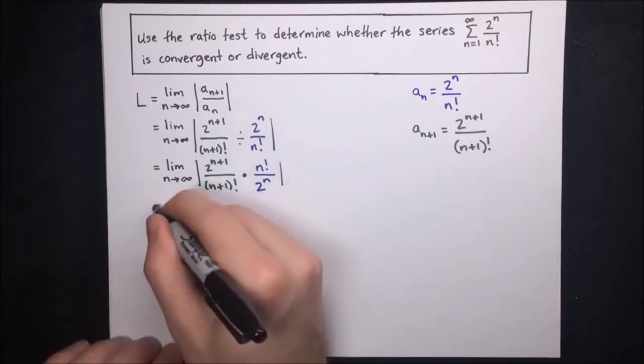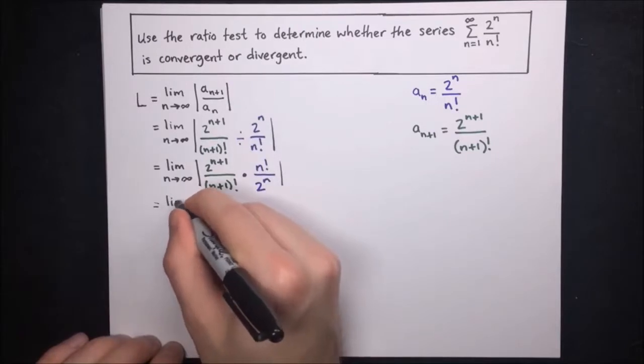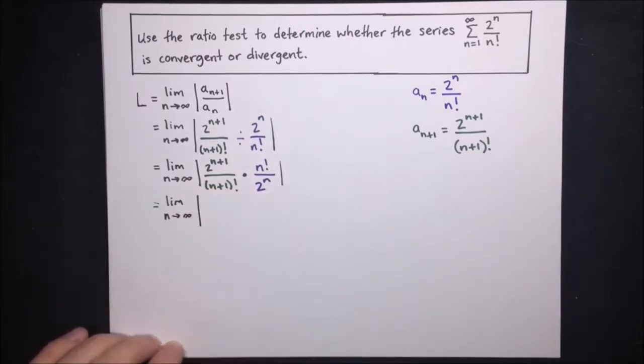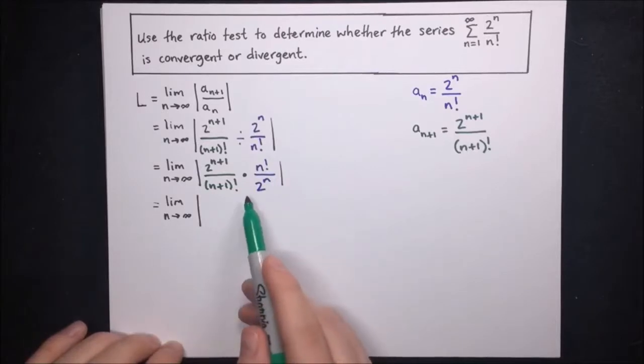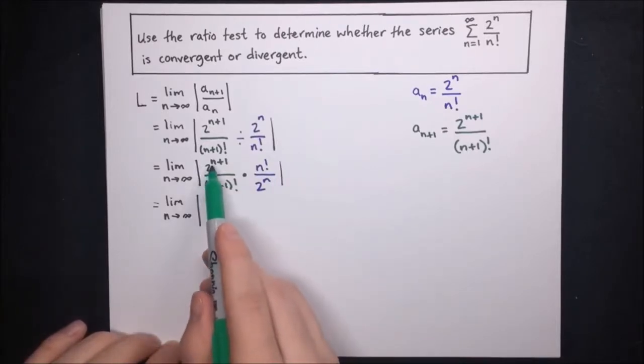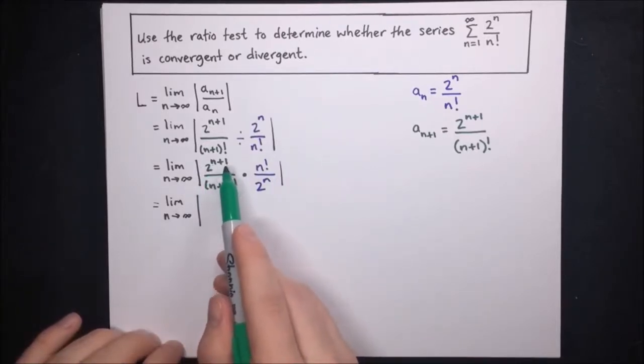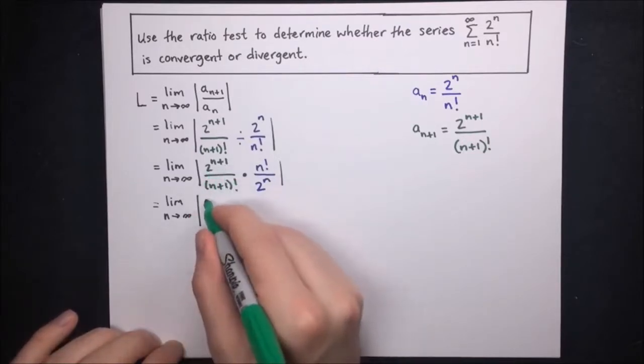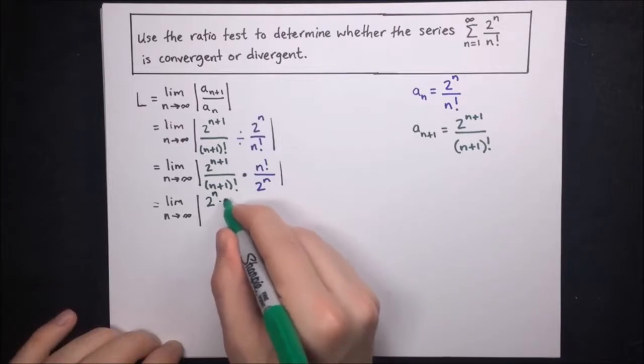This is the limit as n approaches infinity of this same expression, but we'll write it a bit differently. This 2^(n+1), we can write as 2^n times 2^1, or just 2^n times 2.